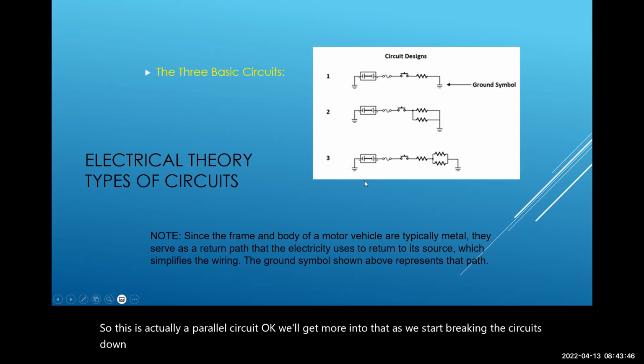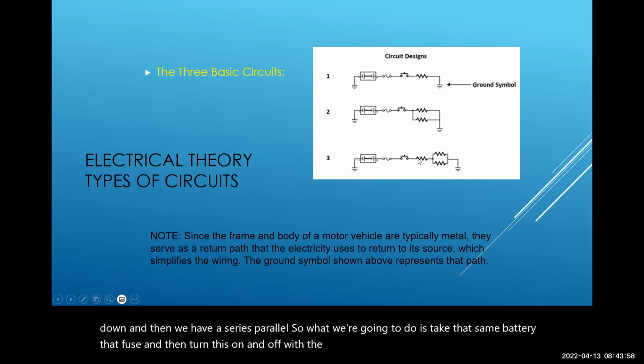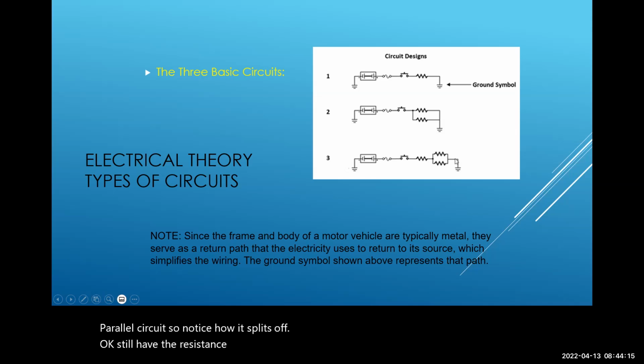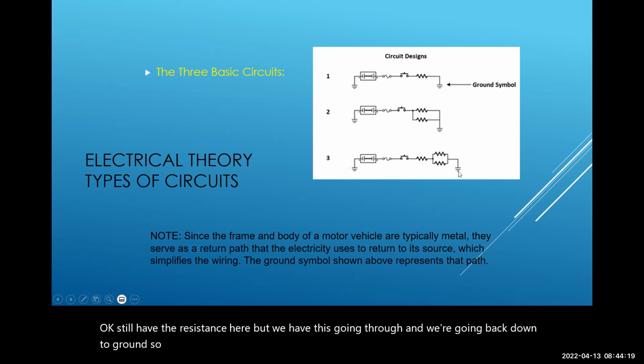And then we have a series parallel. So what we're going to do is take that same battery, that fuse, and turn this on and off with a switch. Then we go through one resistor that's in the series part, and then we go into a parallel circuit. Notice how it splits off. We still have the resistance here, but we have this going through and going back down to ground. We'll break that down as we go along.